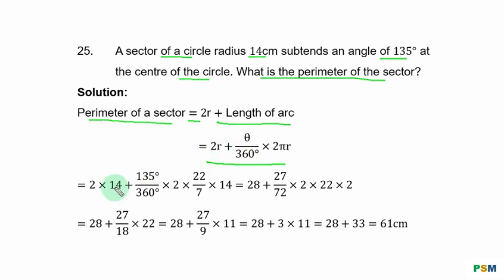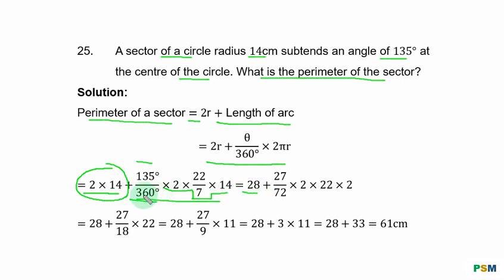Radius r is 14, so you have 2 times 14 plus theta, the angle of the sector, 135 degrees over 360 degrees times 2 times pi, 22 over 7, times radius 14. This term is one term. This is the other term. 2 times 14 is 28.